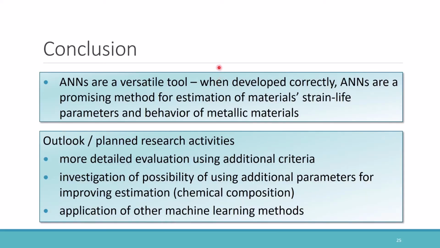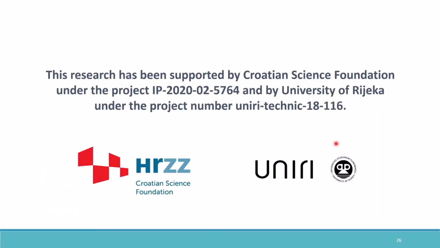The conclusion can be given that ANNs are a promising tool for estimation of material strain life parameters and behavior of metallic materials. Our planned research activities include more detailed evaluation using some additional criteria, investigation of the possibility of using additional parameters for improving estimation, and application of other machine learning methods.